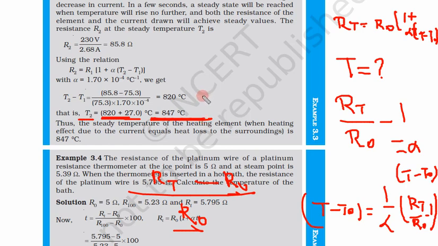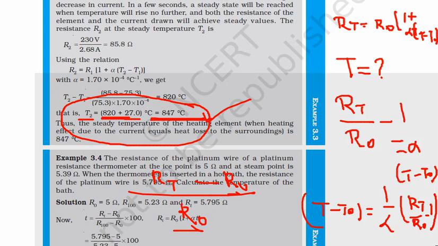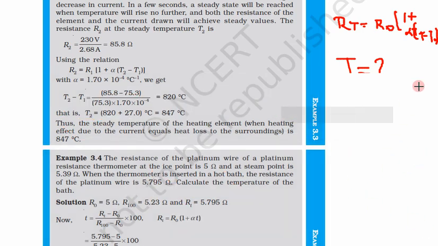So now the temperature of this nichrome wire is 847 degree Celsius. How did we calculate it? Because the resistance of the wire changes with increase in temperature. By that way we were able to calculate the resistance, hence we were able to calculate the temperature of the wire.